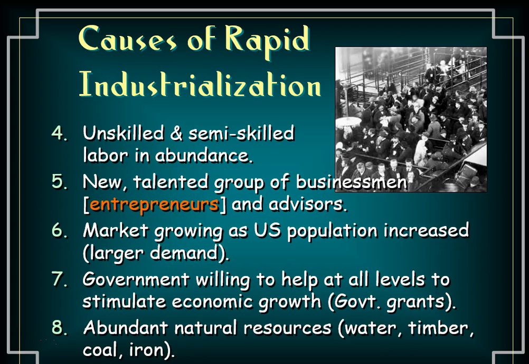And then number 8, this is the big one that separates the United States from the United Kingdom and some of these other European countries. America had abundant natural resources, and most of those places in Europe did not. And I gave you a couple of examples here: water, timber, coal, and iron.